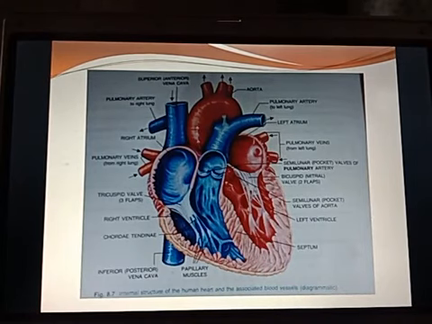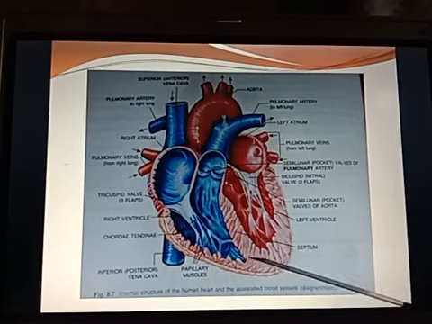Here you can see the internal structure of the human heart and the associated blood vessels. This is a diagrammatic structure showing blue color. The portion that is blue is carrying deoxygenated blood, and the portion that is red shows the chamber of the heart carrying oxygenated blood. Usually this is the left side, which includes the left ventricle and the left auricle, whereas on the other side are the right ventricle and the right auricle. Both the left and the right ventricle are separated by this septum.